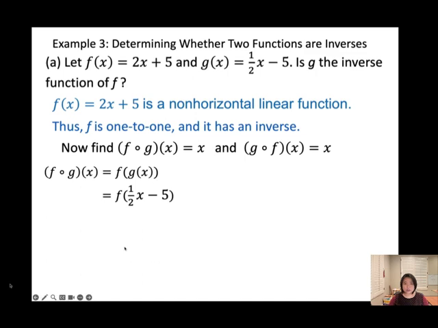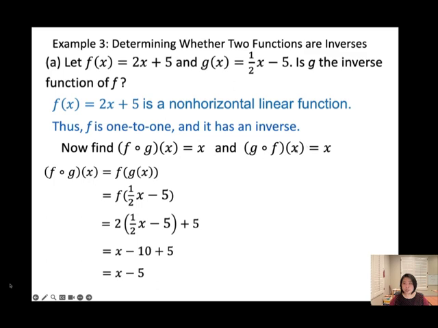And then we're gonna look at the function 2x plus 5 here. We're gonna replace the x with 1/2 of x minus 5. So now we're gonna plug in the whole thing here into the x. Okay, that's 2 times that plus 5. Now we're gonna distribute the 2, so we have x minus 10 plus 5. Simplify it. Okay, actually it's supposed to be equal to x, right? But this is x minus 5. Okay, so let me try this one also.